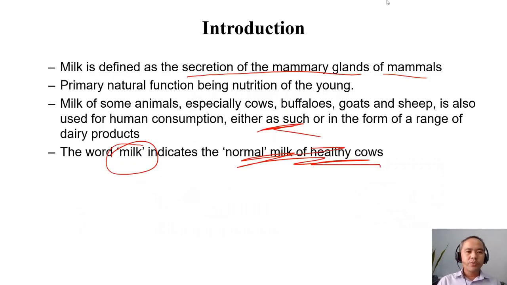Okay, I just repeat again that when we use the word milk, we have to agree that we are talking about cow milk, normal milk from normal, healthy cows. Okay, because cow milk is the main source of milk for human consumption, for processing of milk and dairy products. Now we go to the second part. We talk about composition and structure of milk.